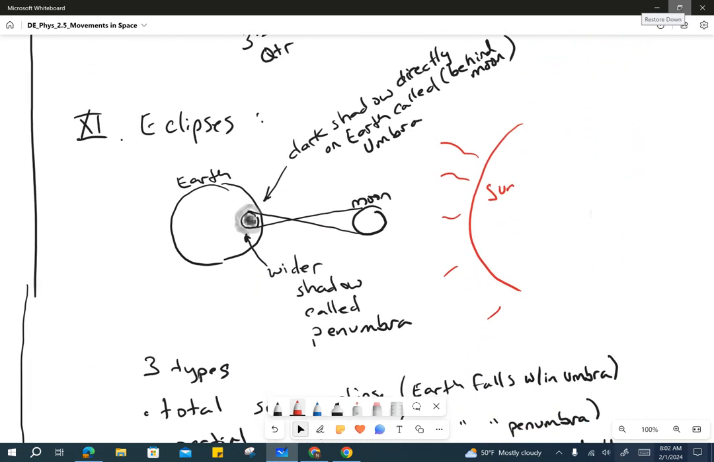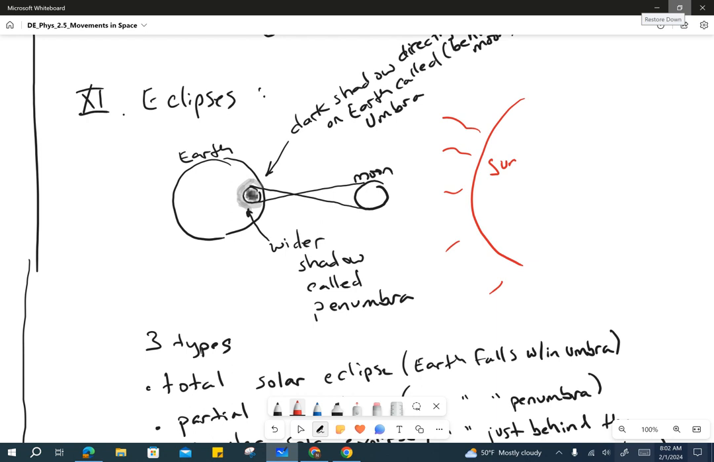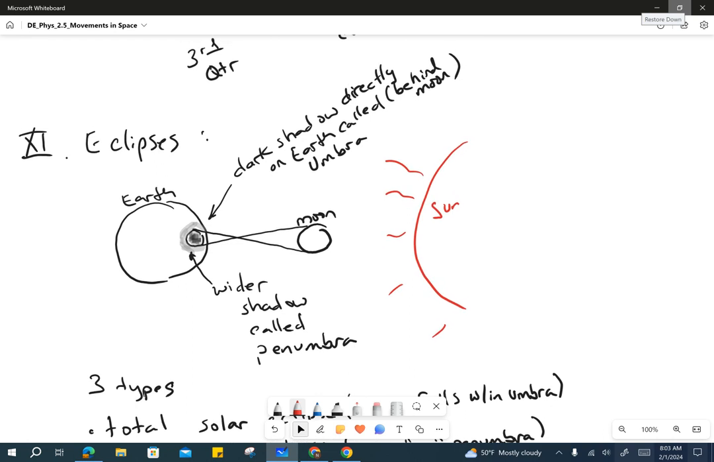And then, of course, you have your eclipses. You have your lunar eclipses. You have your solar eclipses. Whenever the moon is in between the sun and the earth, it's going to produce a shadow on the earth. And you can see that there's what we call the dark shadow, which is called the umbra, and you have the lighter, whiter shadow, which is called the penumbra.